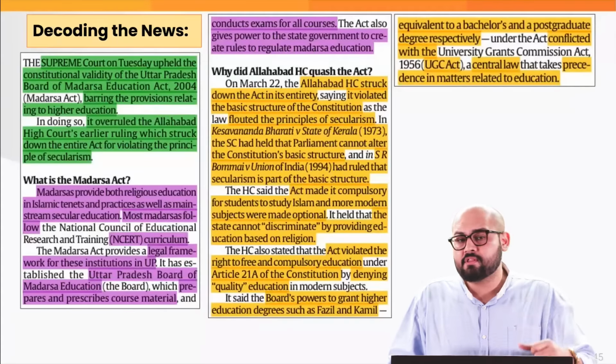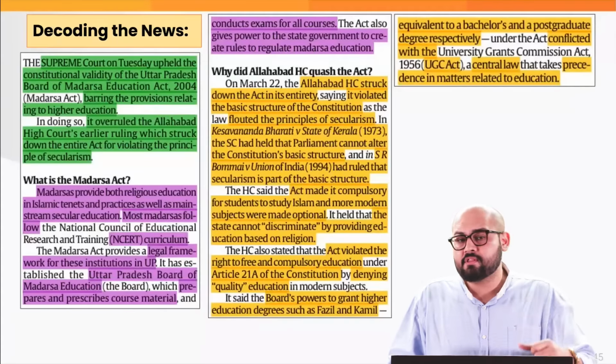Now, the Madarsa Act of UP basically provided a legal framework for these institutions in Uttar Pradesh. The Uttar Pradesh Board of Madarsa Education was created in line with this particular act, which prepares and prescribes the course material and conducts exam of all the courses. This particular act also gives the power to the state government to create rules and regulate Madarsa education.